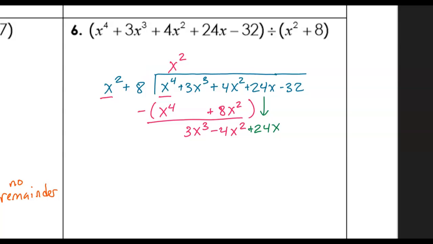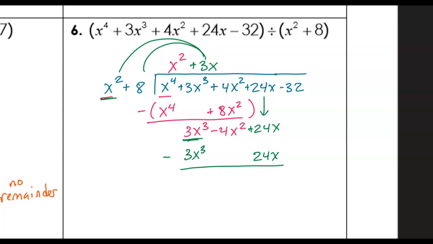What do you multiply x squared by to get 3x cubed? 3x, good. Multiply the 3x back in. 3x times x squared is 3x cubed. Good, they match. I'm doing it right. 3x times 8 is 24x. I'm not going to line it up with the x squared term. I'm going to line it up with the plain x term. So that's 24x. And I'm going to subtract everything.